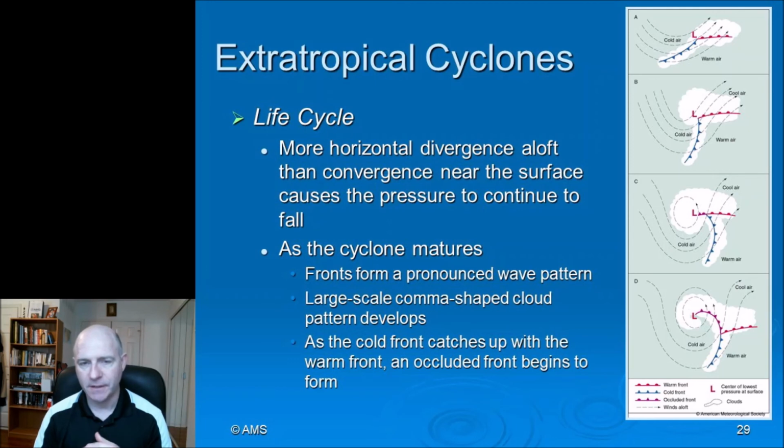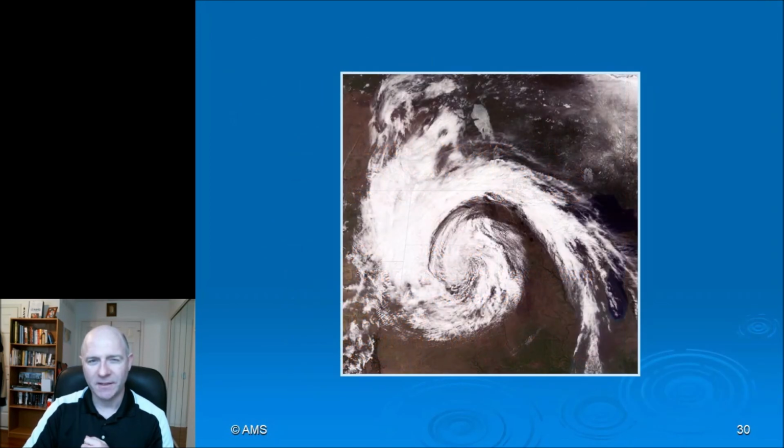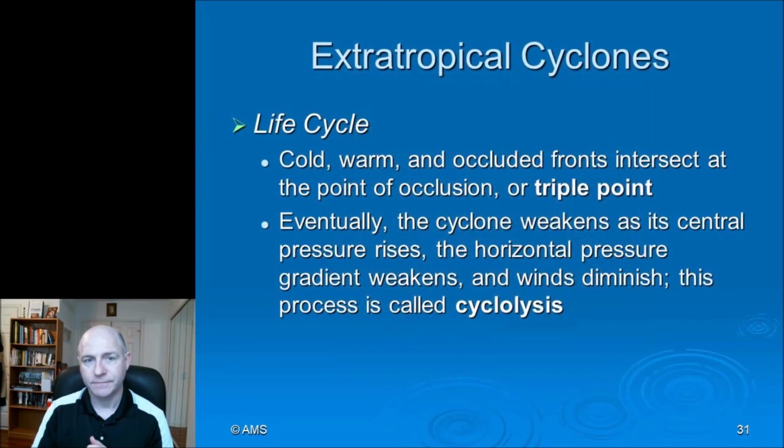The cyclone begins to weaken and ultimately just die. And that's what it kind of looks like at the end of its life cycle from the satellite imagery. Cyclolysis, which is a word nobody ever says, but yes, it is a word. So yeah, that point where the occlusion happens is known as the triple point, and that's the beginning stages of the cyclone starting to die.